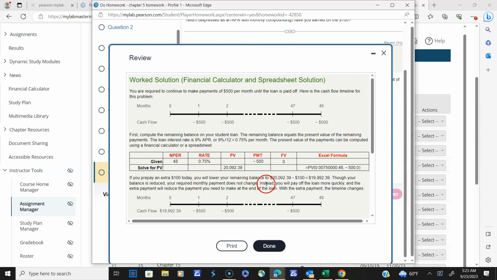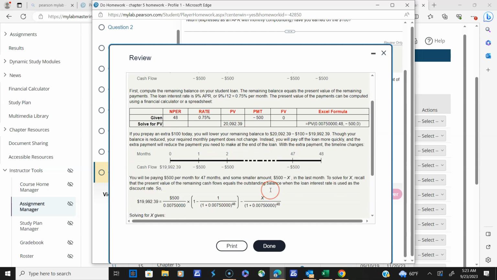So you're going to end up paying off the loan a little quicker because, like on a mortgage, you paid a little bit extra up front. And the extra payment is going to reduce the last payment you need to make at the end of the loan. All right, so let's look at the timeline after you make that $100 payment, all right?